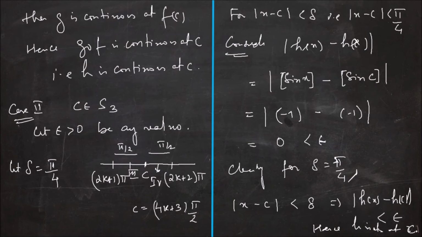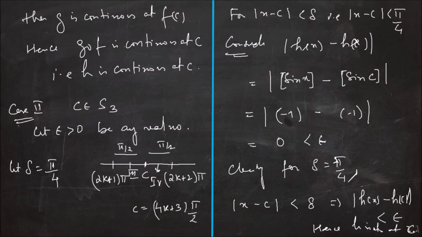So in this case we have shown that h is continuous at c. Taking delta equal to pi by 4 works, because our x in that case will lie in either the third quadrant or the fourth quadrant. So the value of sin x will be a negative number, and if I take the greatest integral value of that number, it will be -1. So this is what we have got if we take c in S3.